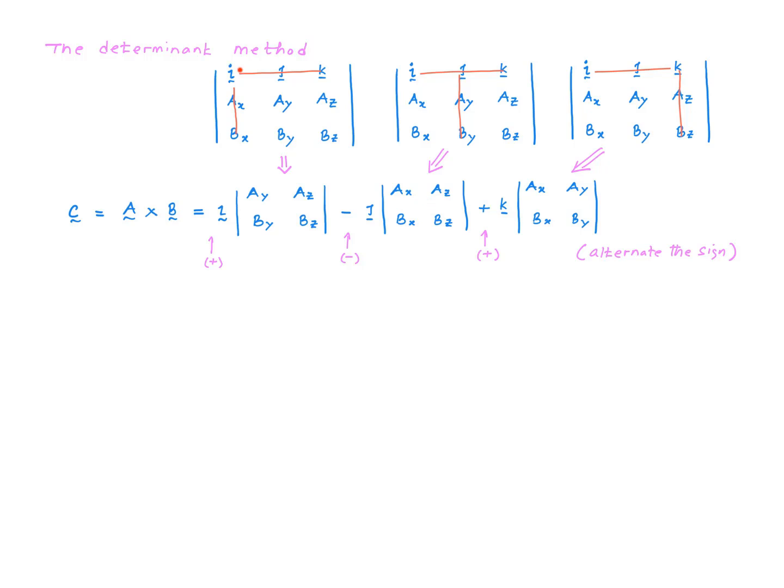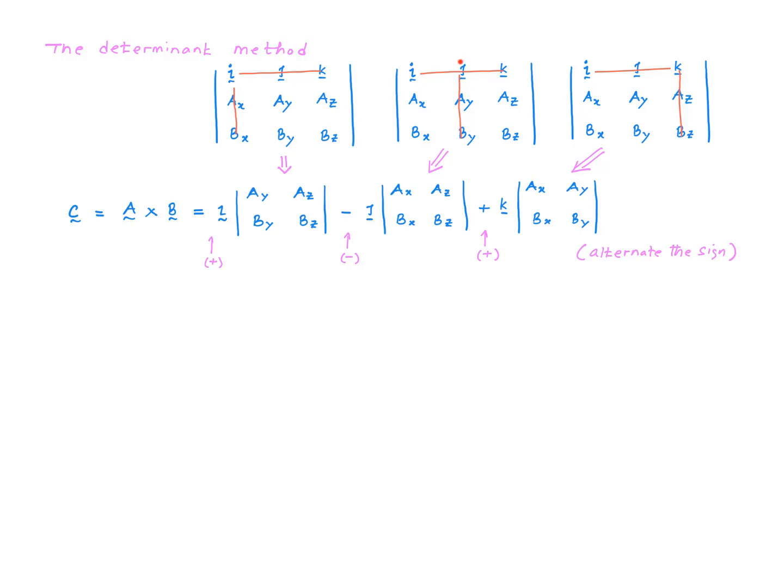Well, I start with this first term right here, i. So put that i over here, right? And then I draw a horizontal line and a vertical line through i, like shown over here. And these are the leftover elements, right? ay, az, by, bz. So they go in this 2 by 2 determinant.